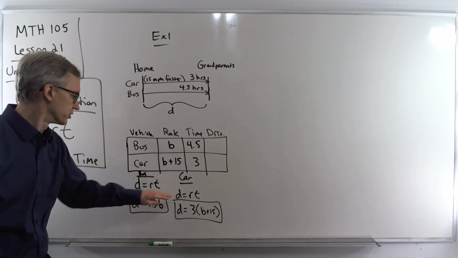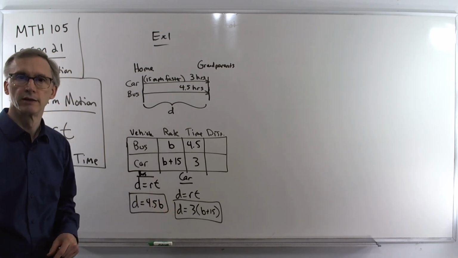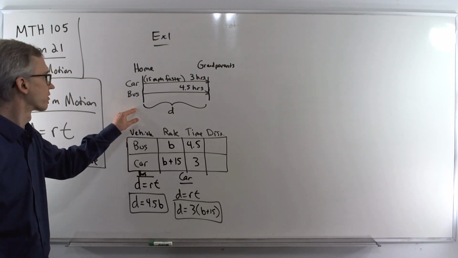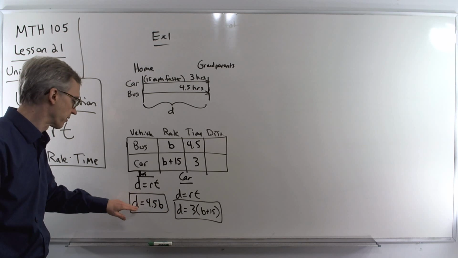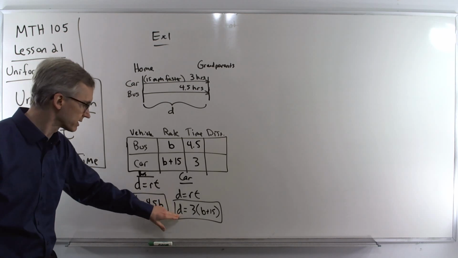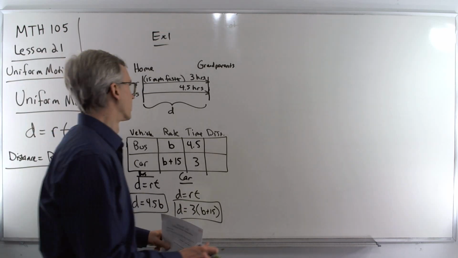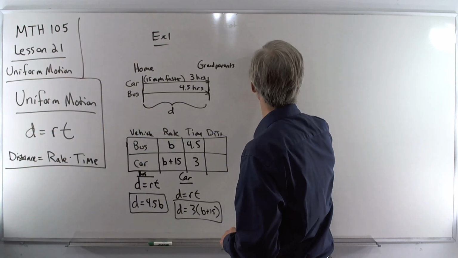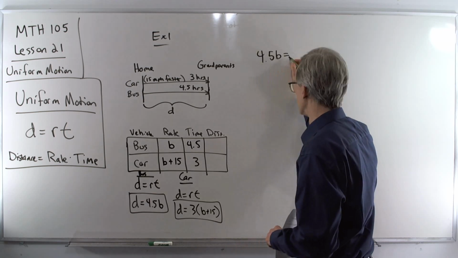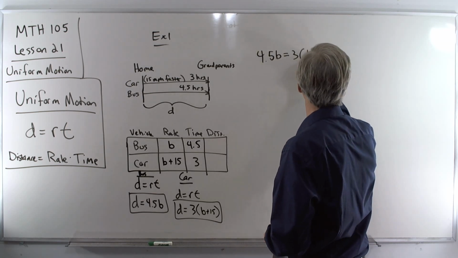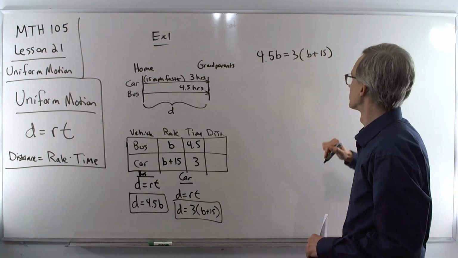So we have these two different expressions, but both of them equal d. And d is just the distance from home to grandparents' house. So we know those d's are equal to each other. Since this d equals this d, this thing has to equal this thing. So the equation we need to solve is 4.5b equals 3 times b plus 15. All right, so we'll distribute here.